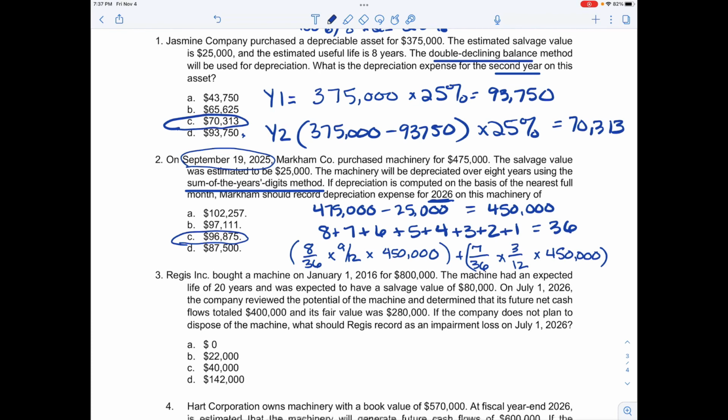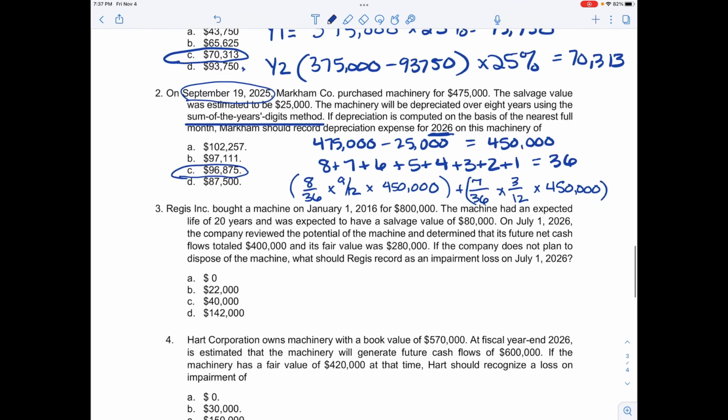That's a difficult one. There's a lot of numbers involved, especially with those split years. So just take your time with those. I know I get confused. All right, let's look at impairment. Impairment, again, we're comparing that carrying value with the cash flows, and then we're going to see if impairment is involved at all, and if it is involved, how much it is.